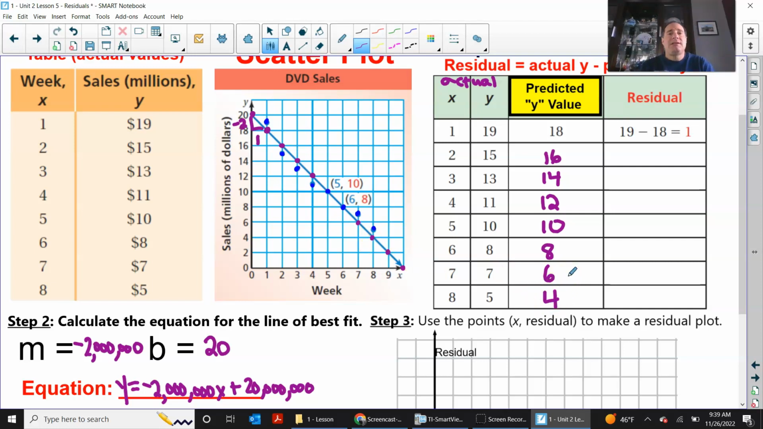Okay. So now we take our actual minus the predicted. So we're going to take our actual, which is 19, minus 18, and we're going to get a residual of 1, a positive 1. Now let's look at that 1, 19. 1, 19 is here. This is an actual point. And then 1, 18 is here.